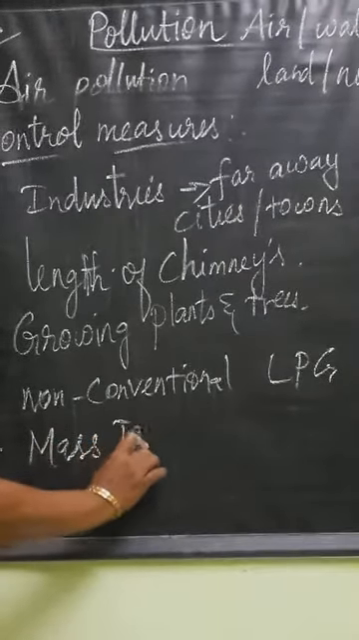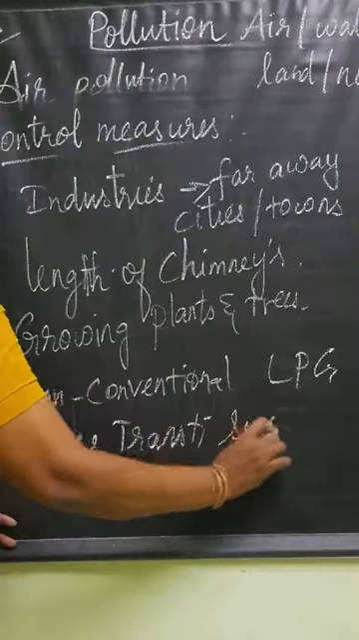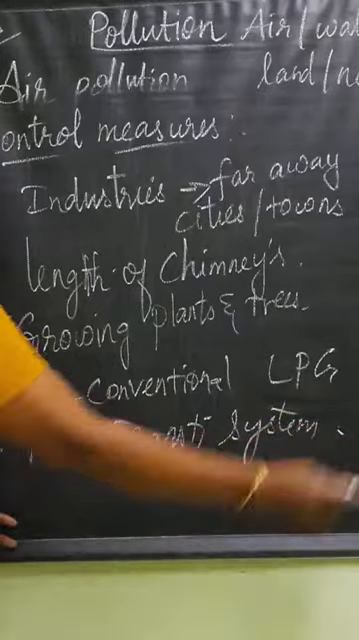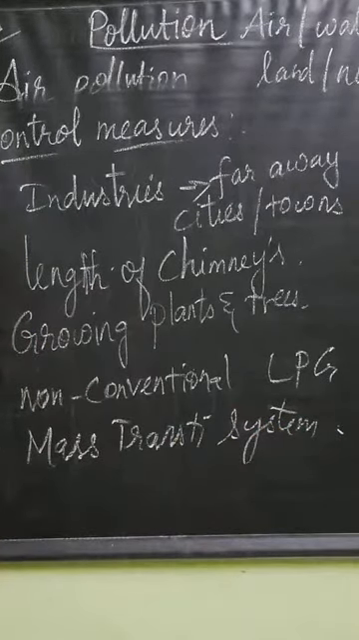What do I mean by that? Instead of using, for example, as I already told you, in each house we have at least two vehicles, two-wheelers. Instead of using two-wheelers, if we use public transport, we can control air pollution.